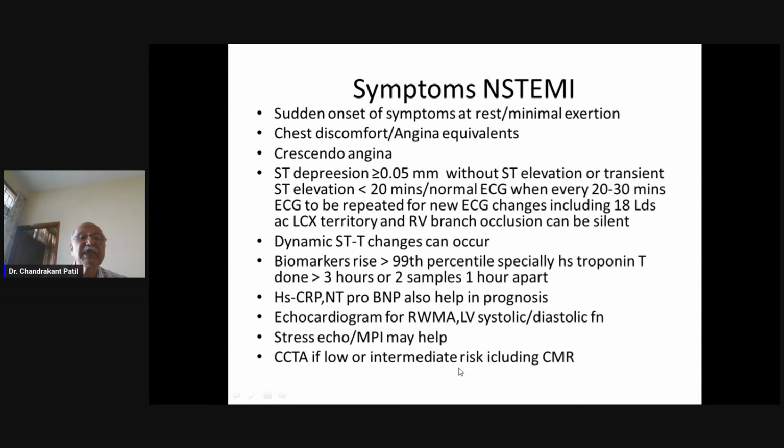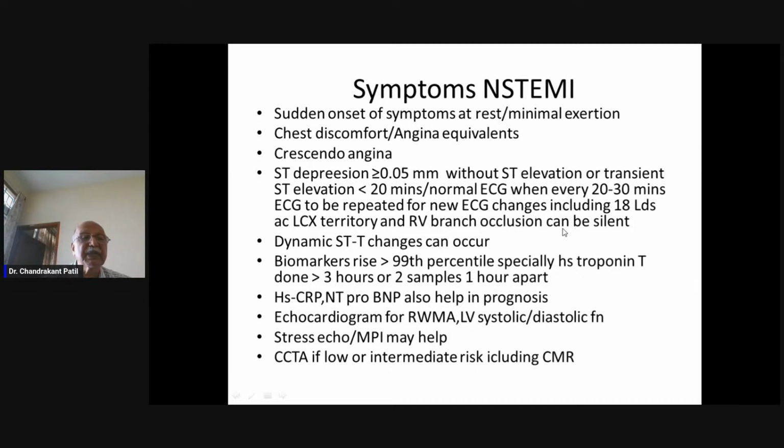hourly just to see if there are any dynamic changes in the ECG, because especially in the LCX territory, the ECG can be completely normal, or in acute RV branch occlusion, the ECG can be normal. So dynamic ST-T changes are very important, especially an 18-lead ECG, including the right-sided leads as well as the posterior leads.